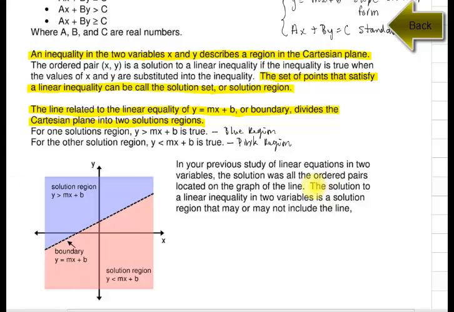And the solution to a linear inequality in two variables is a solution region that may or may not include the line. So if it's a dotted line like this one, then the line is not part of the solution. If it was a solid line, then the line would be part of our solution.